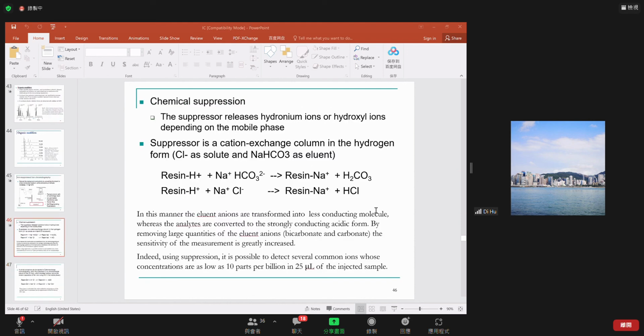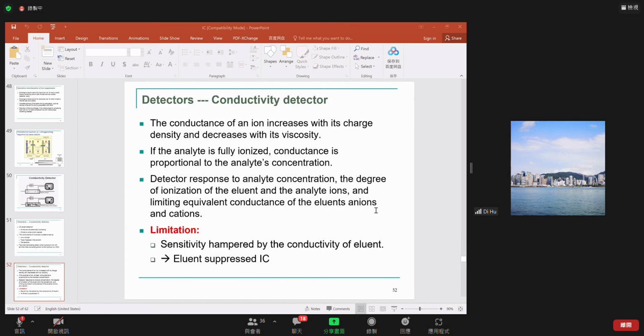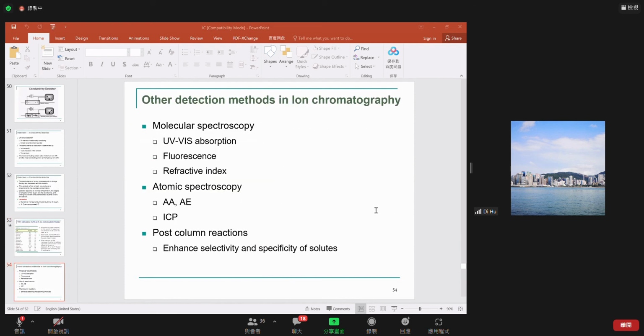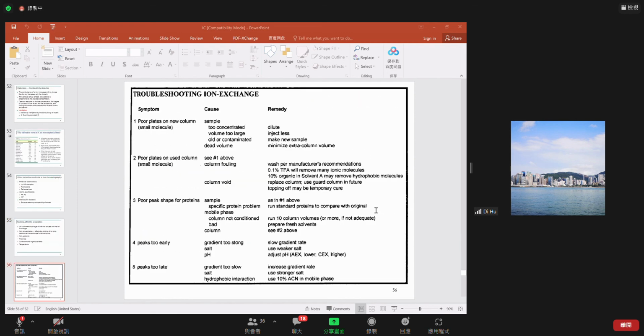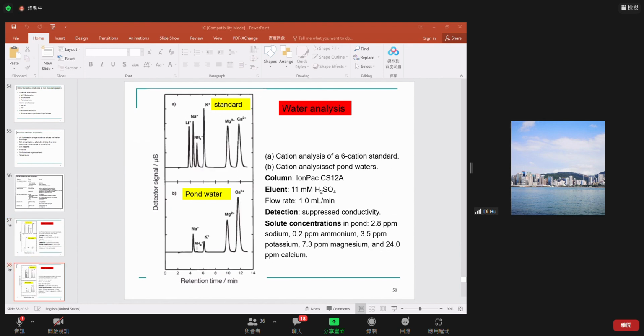And for ion suppression, what is the mechanism of chemical suppression? How does it work for cation? How does it work for anion exchange? Why and how can it reduce the background noise, and how can it increase the analyte signal? Okay, so that is very basic, something you should know, and pretty much that's all for ion chromatography, right?